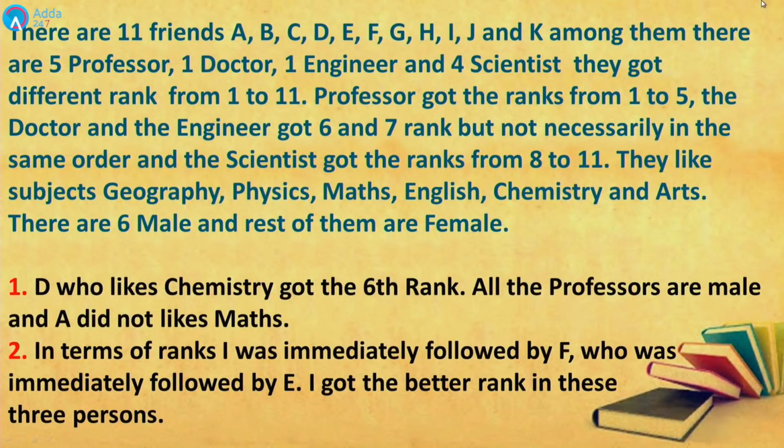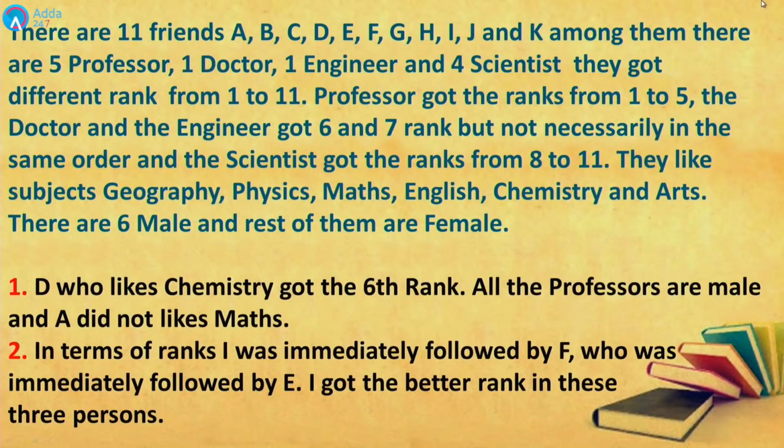Further, among them, there are 5 professors, 1 doctor, 1 engineer, and 4 scientists, means they got their different professions also. But here there is an advantage. The number of persons involved in each and every profession, means there are specific ratios, clearly given. Okay, they got different ranks from 1 to 11. Now the ranks are from 1 to 11, simply because persons are from 1 to 11 itself. So rank also has to be in the same way.